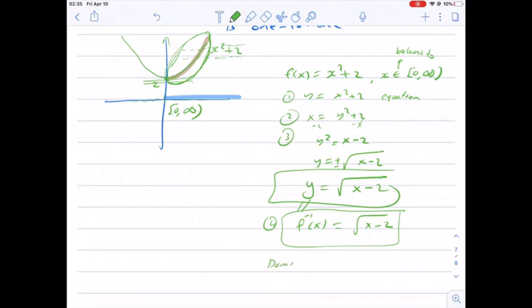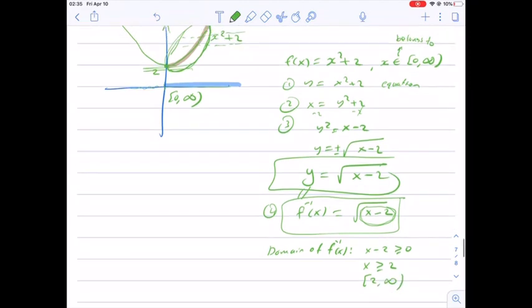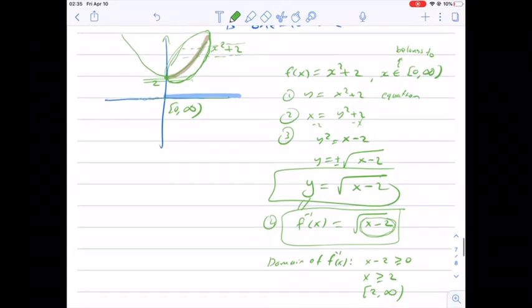Okay, so what is the domain of f inverse of x? The domain of f inverse of x is the values where the inner function is non-negative. So we want x minus 2 to be greater than or equal to 0, because even roots, or square root, is not defined for negative values. So x is greater than or equal to 2. So from 2 to infinity. This is the domain of f inverse.